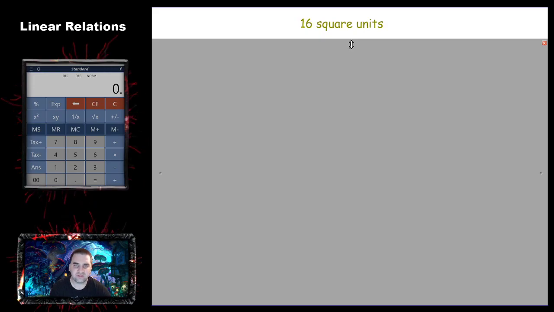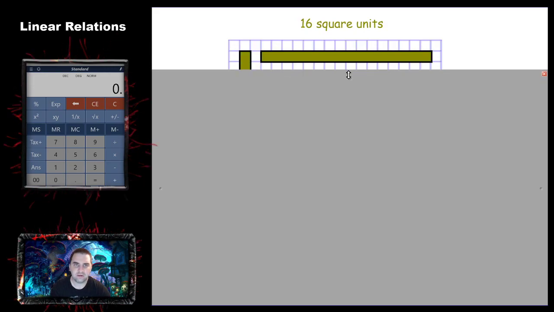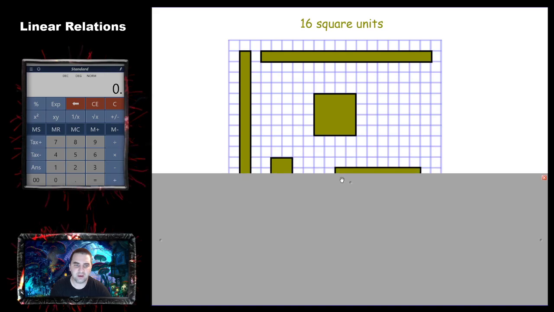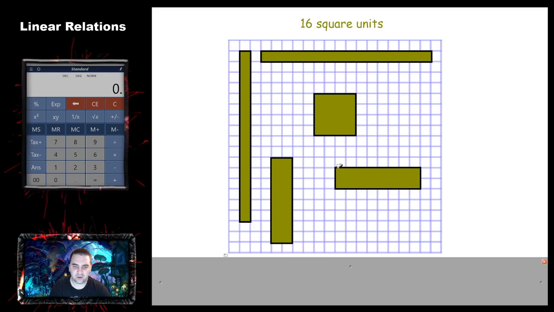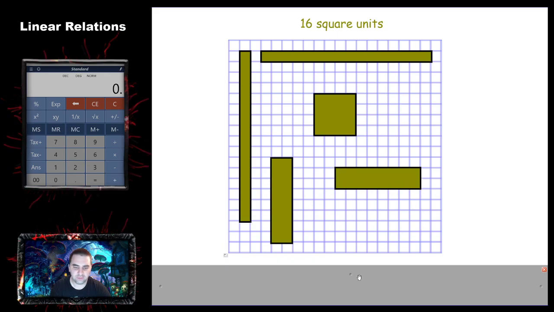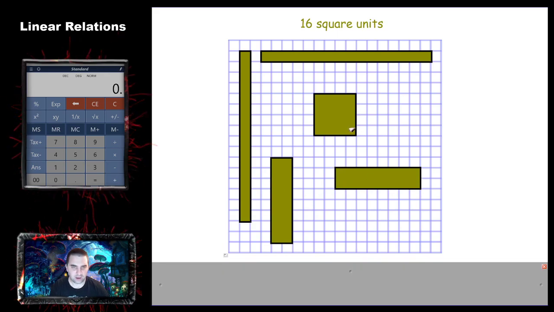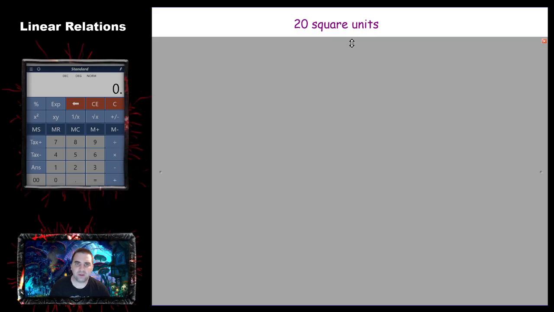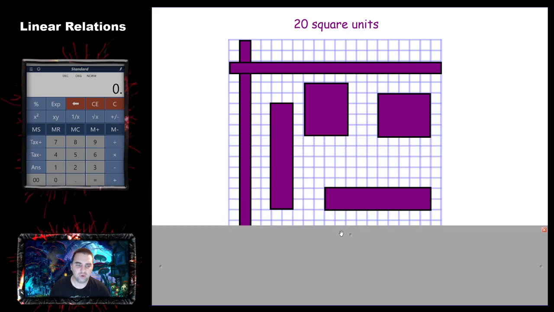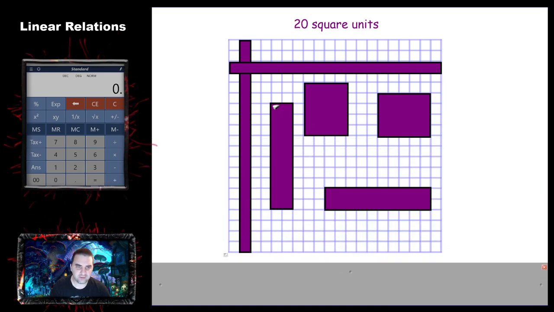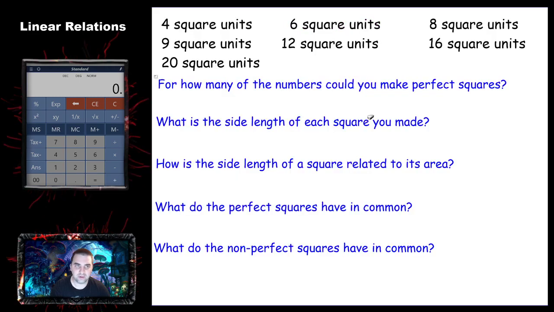Now we're on to 16. There must be more, right? 16 across, 16 down. I've got a 4 by 4, and I've got a 2 by 8 and an 8 by 2. Okay. All right. Last one, I believe, 20 square units is the last one I asked you to do. 20 across, 20 down. I've got a 2 by 10, a 10 by 2, and I've got a 5 by 4 and a 4 by 5. So those are all the possibilities for 20.